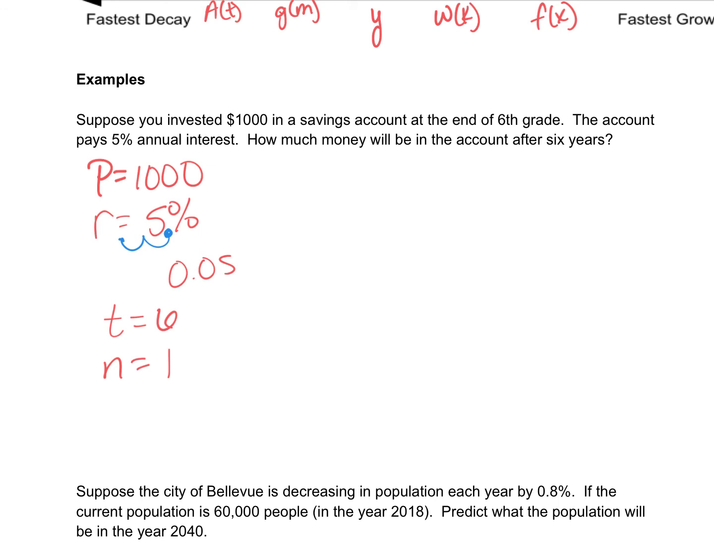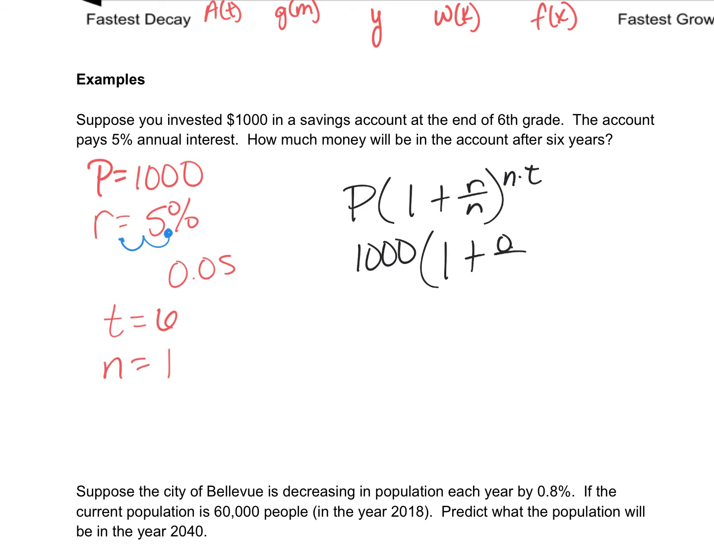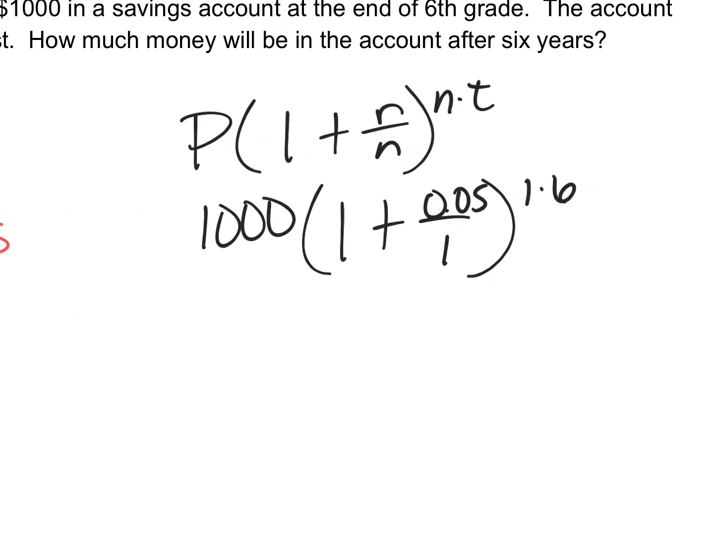So we've got our formula, so P parentheses 1 plus R over N to the N times T. So 1,000 parentheses 1 plus 0.05 over 1 to the 1 times 6. So whenever you're typing this in your calculator, anytime you have an exponent that has 2 things happening, you're probably going to need to put parentheses around that when you type it in.